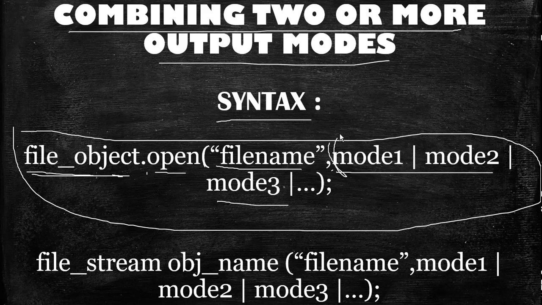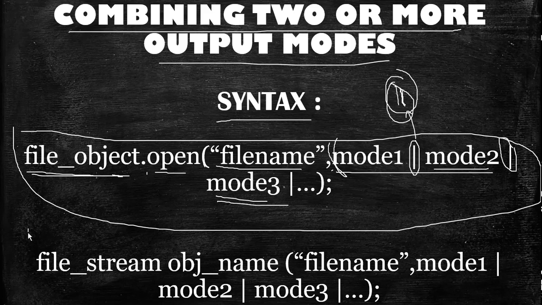To write more than one mode, you have to use this operator. It is present on the upper side of your Enter key on the keyboard. This operator is nothing but the bitwise OR operator. For logical OR we use two lines, but for this operator we use only one line. So write the first mode, then this operator, then the second mode, and then again the operator and the third mode, and like this you can use more than two or three or four modes.